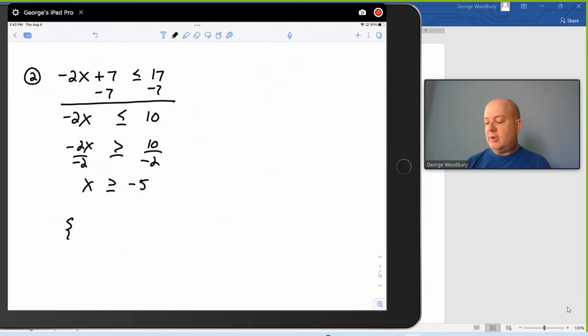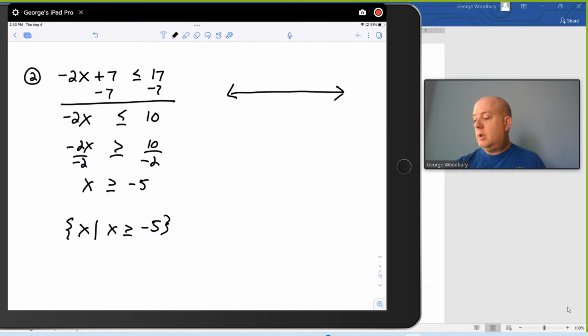And I'll start with the set builder notation: the set of x such that x is greater than or equal to negative 5. We could also say that x is at least negative 5. On the number line, 0, negative 5 is to the left of that.